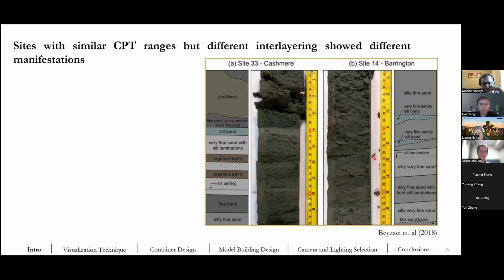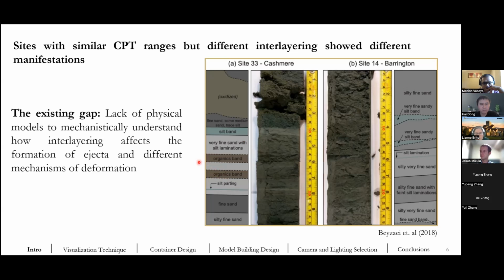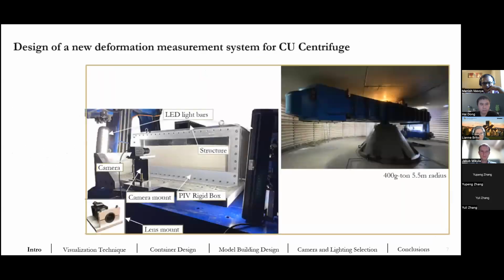Even though this Christchurch database has shed some light on this, and there have been new developments in predicting ejecta, there are also different models coming out. There's this new movement to separate manifestation from triggering. We still lack physical models to mechanistically understand how interlayering affects the formation of ejecta and different mechanisms of deformation.